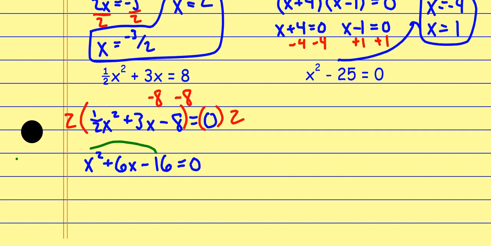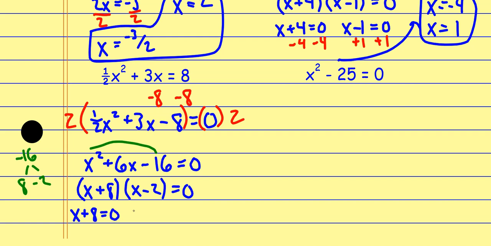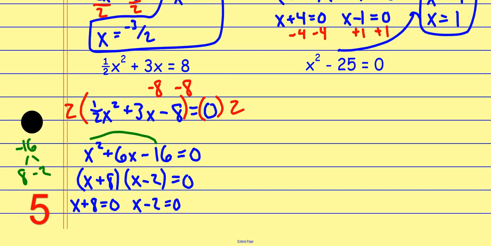Two numbers that multiply to -16 but add to +6 are going to be +8 and -2. I get to use my shortcut on this one because there's a 1 out front now. So x plus 8 and x minus 2. Now I'm set up for my zero factor property. Either the first thing equals 0 or the second thing equals 0. And now I can solve each of these.